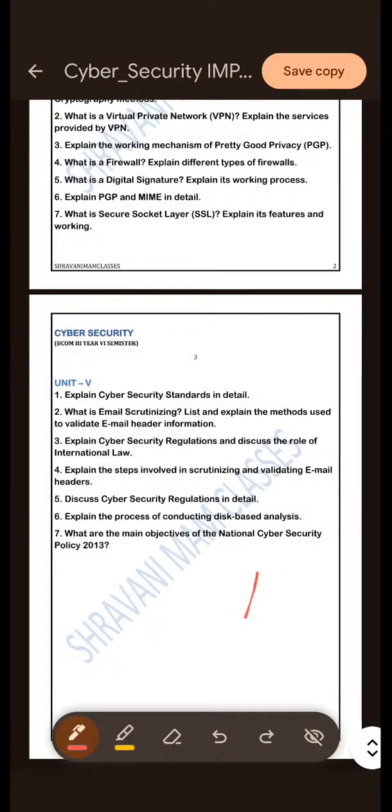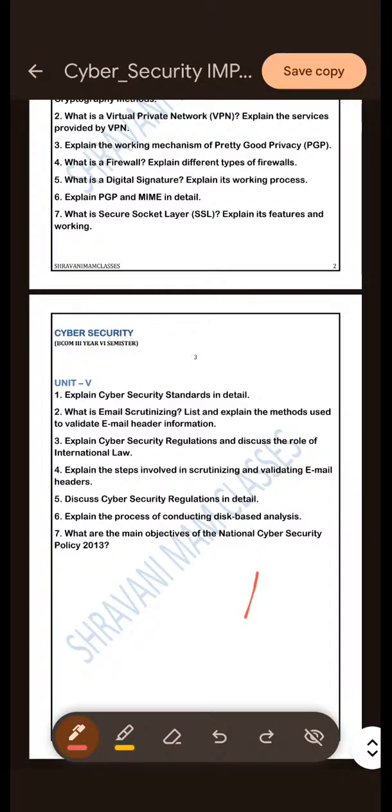Okay, next, explain the process of conducting disk based analysis. Where will this disk based analysis be used, and what is it actually? It is used in digital forensics, to find out any evidence. It also examines storage devices for deleted or hidden data. Like this, you have to explain the disk based analysis structure.